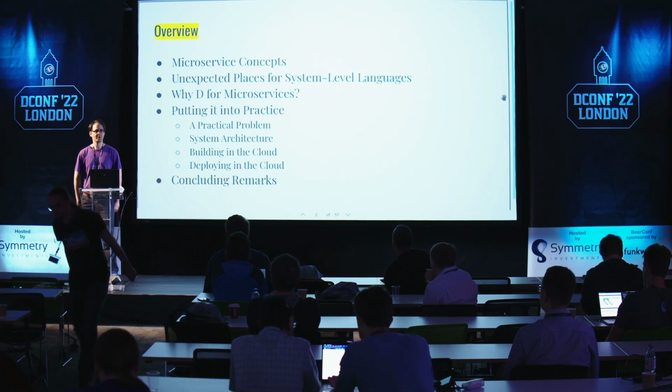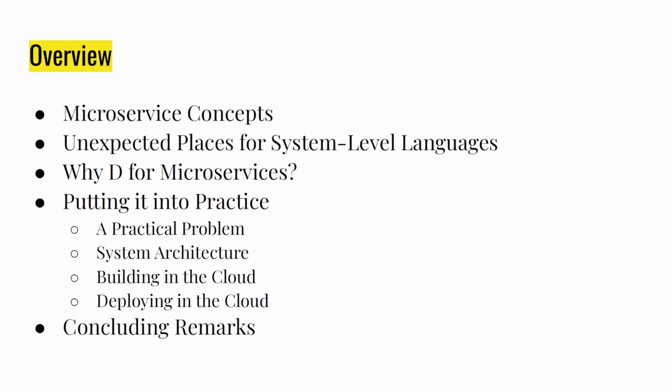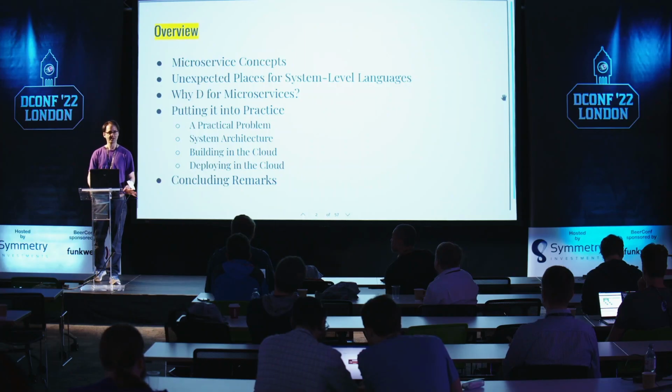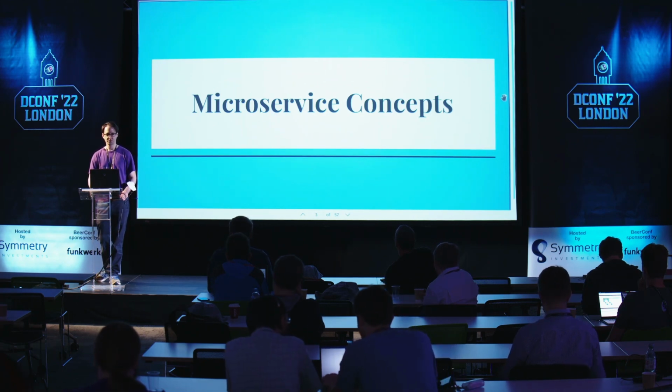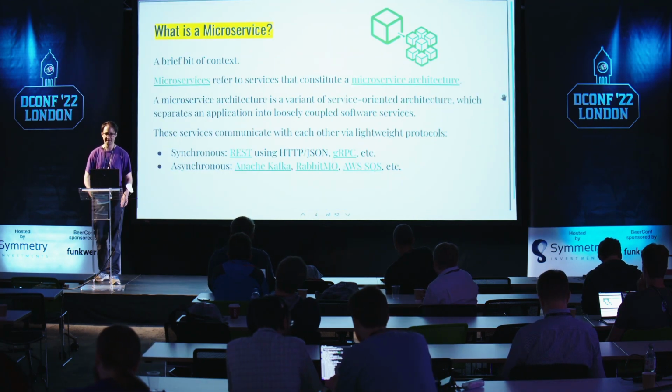All right, so what am I going to talk about briefly? Just for those of you who've not worked with microservices and web services, I'll explain what they are. Then I'll talk about some of the unanticipated applications of system level languages, why D makes for a particularly good choice, and then go through some practical examples of how this can be done end to end, including deployment and all that stuff that you use for putting a service up alive, and then some concluding remarks and a summary. So let's briefly summarize what microservices are and what they do.